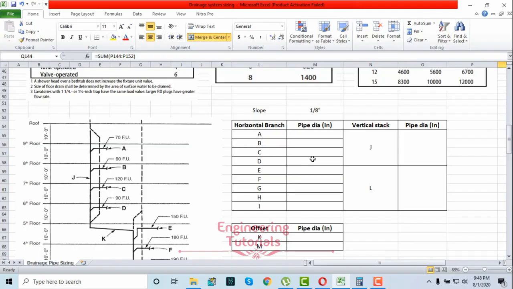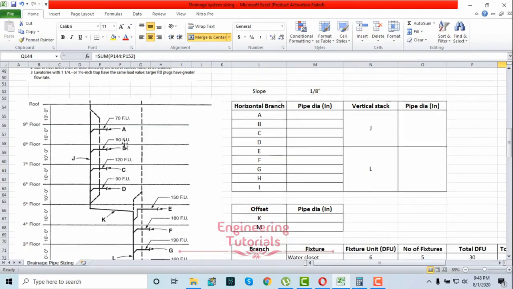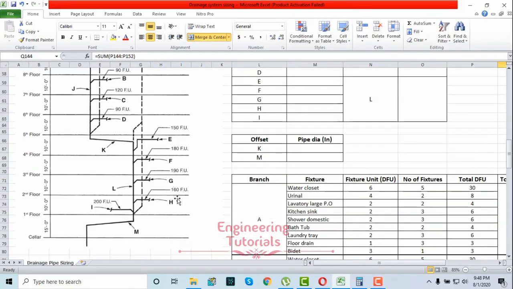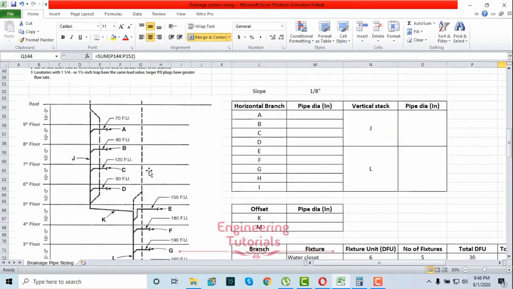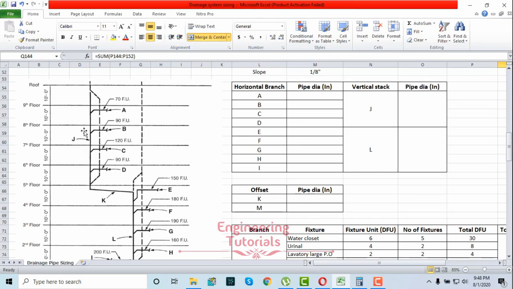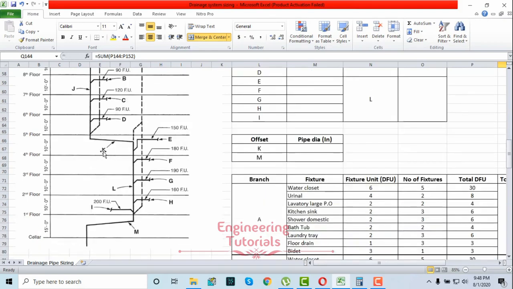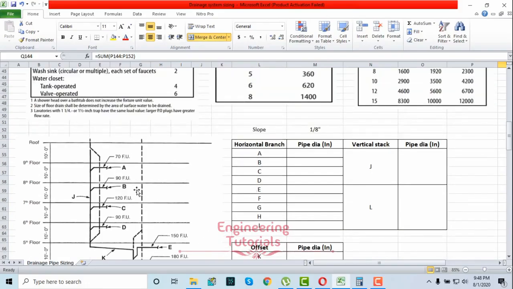So first we are going to calculate the branch pipe size for branch A, B, C, D, E, F, G, H and I. And second we are going to calculate this stack pipe size represented by J, and then we calculate the pipe size for this offset runout K, and then again vertical stack pipe L, and then again this offset or runout M. So first we are going to calculate the pipe size for this branch A.